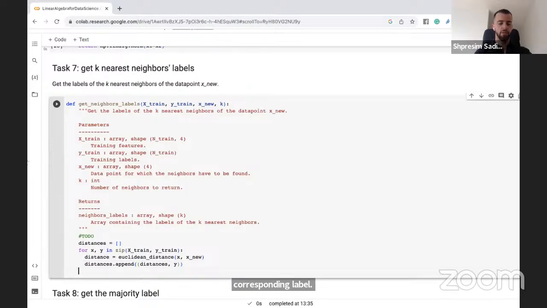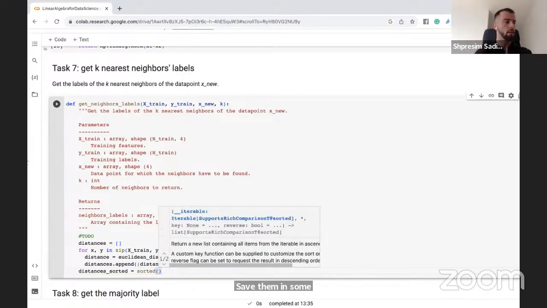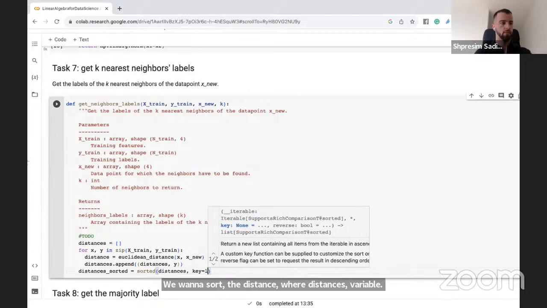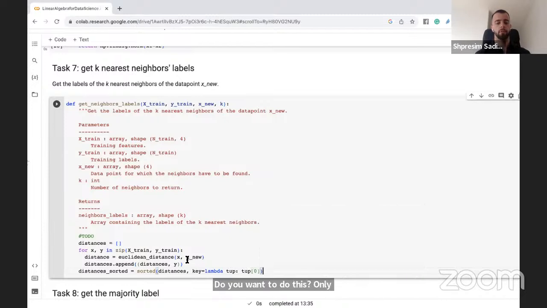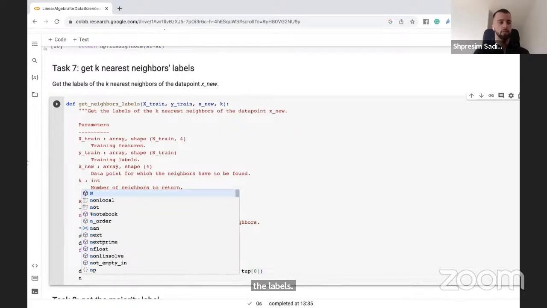And the next thing that we do is sort these distances, because we want only the k nearest neighbors. We save them in some variable distances_sorted. So this is sorted. We want to sort the distances variable, and we want to do this only on the first object, so only by distances, and we want to keep the labels. And then we want to find only the k nearest neighbors.